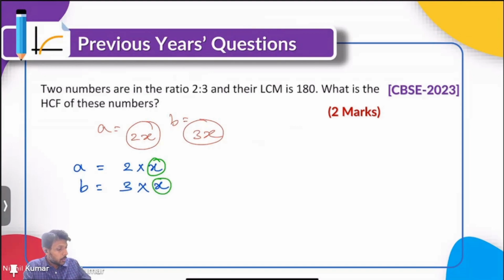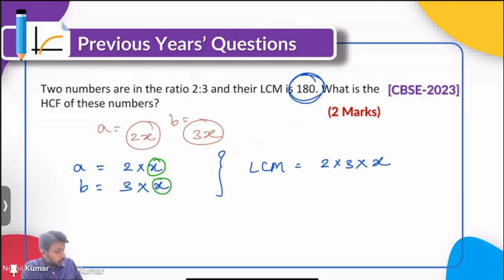So if we have to find out their LCM, it's going to be 2 into 3 into x, isn't it? Now that we have figured out what is the LCM of 2x and 3x, we also know its value. So you equate it to 180, and from here you get the value of x, 180 upon 6. So you get x as 30. Now that you have x's value, you can get the value of 2x, you can get the value of 3x, and you can find out the HCF.